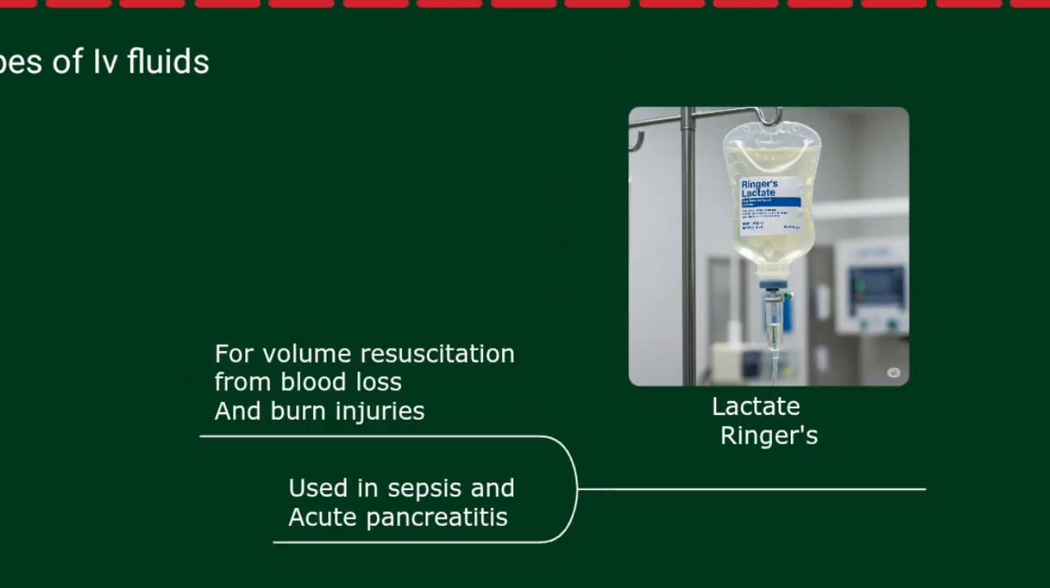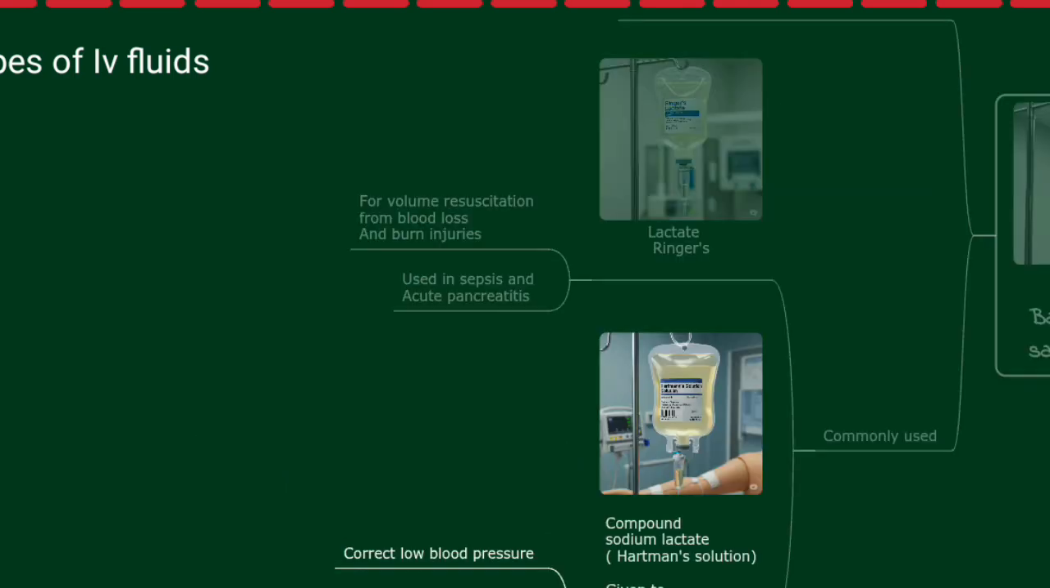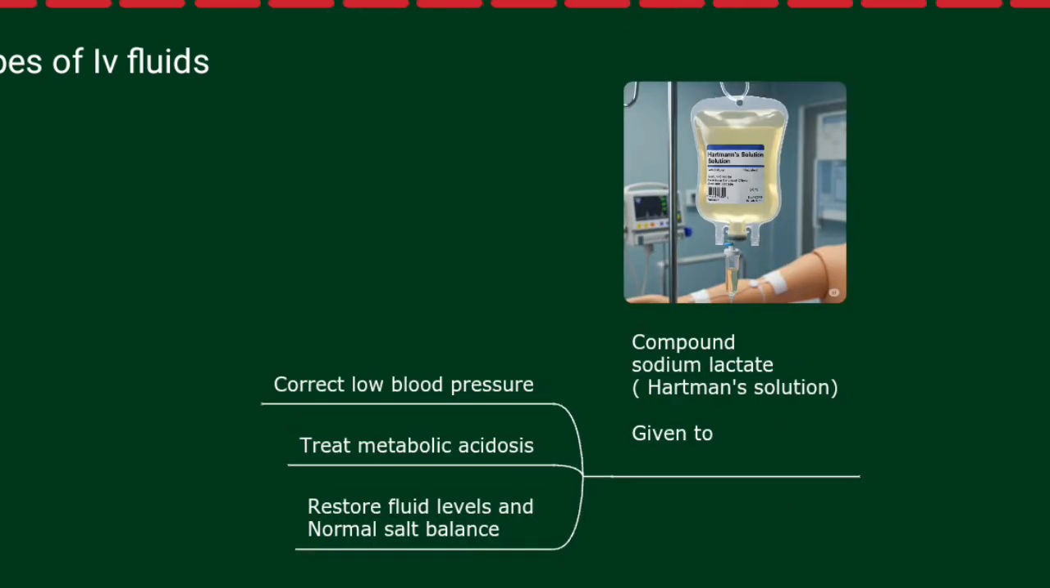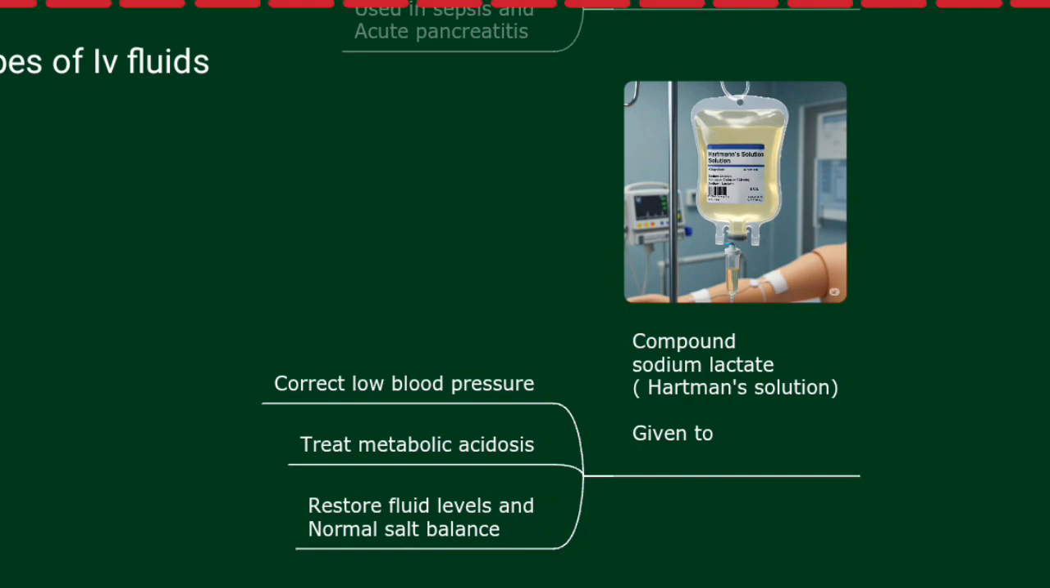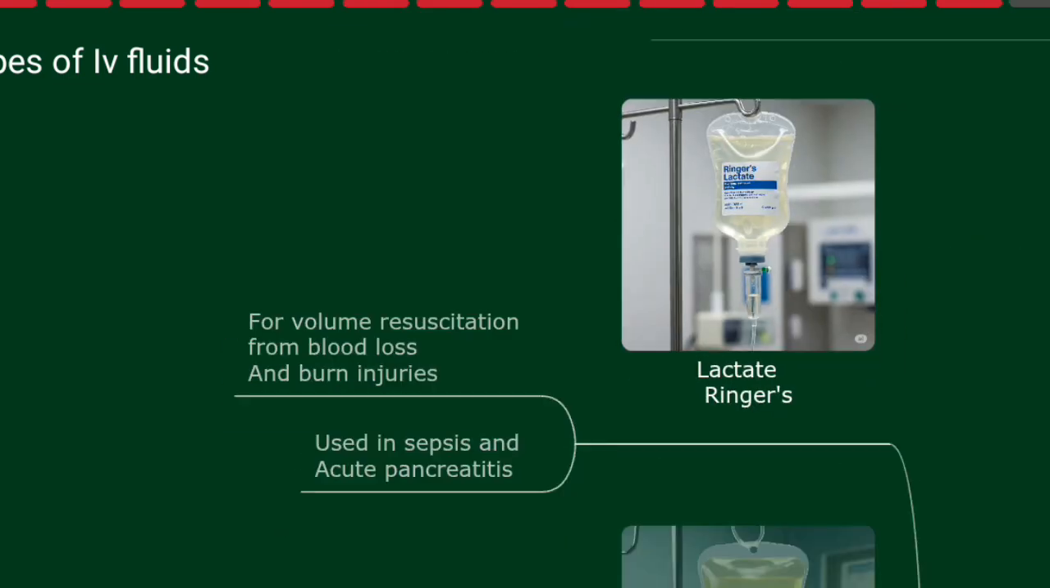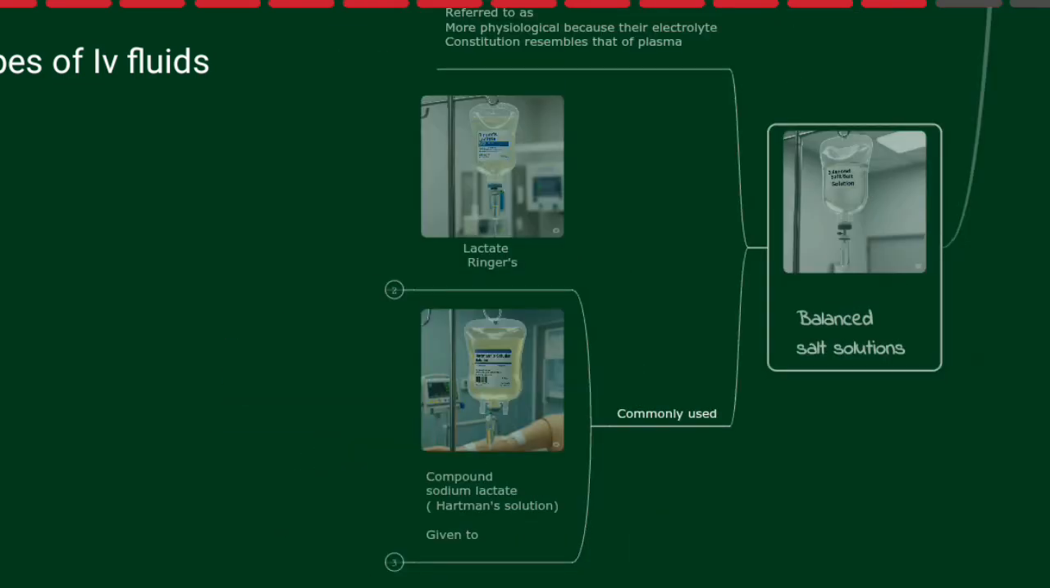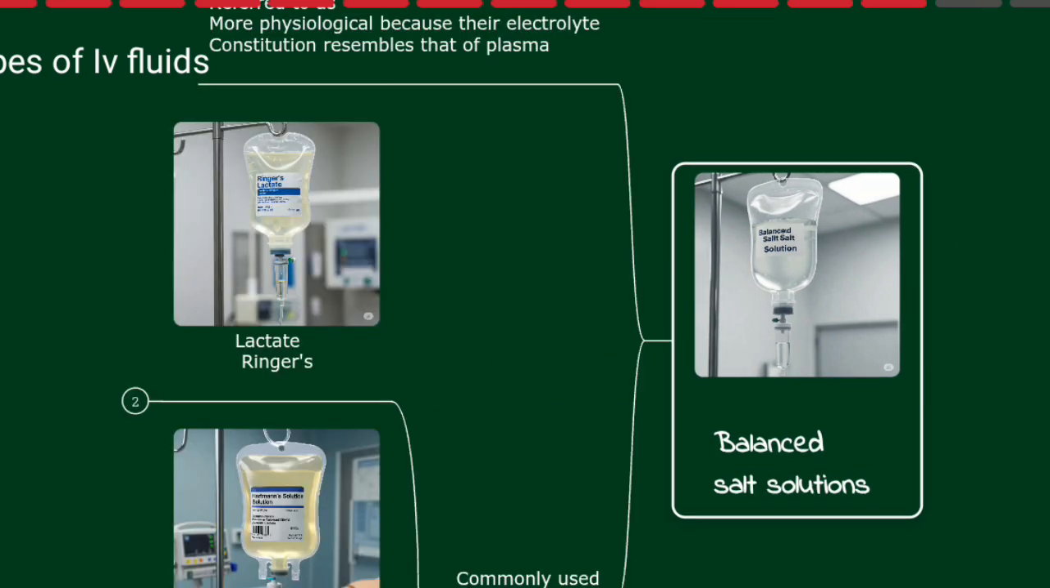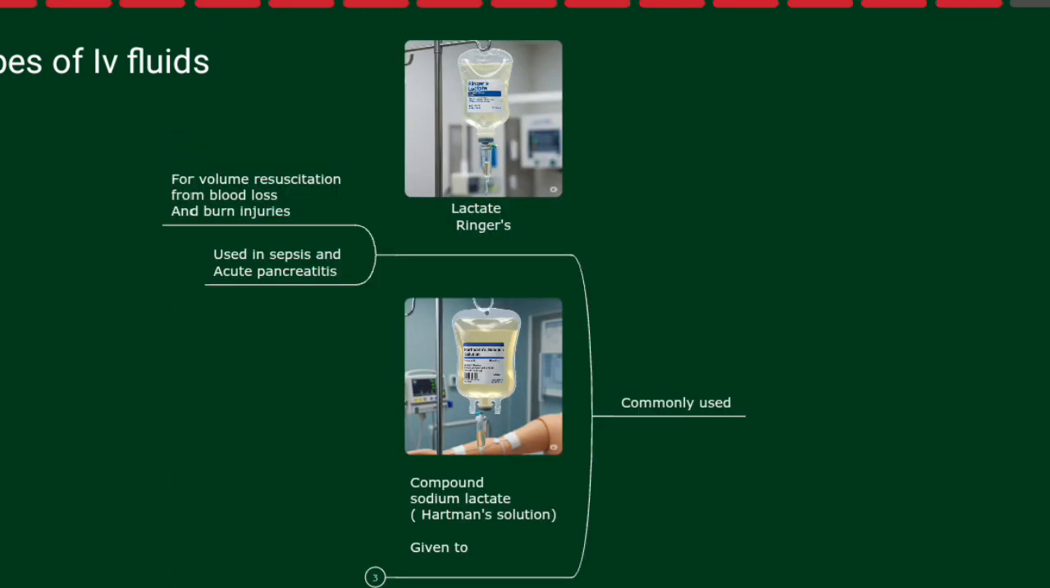So what are these lactated ringers? The lactated ringers are used for volume resuscitation from blood loss and burn injuries, used in sepsis and also to treat acute pancreatitis. So what is the Hartmann solution? The Hartmann solution, also called the compound sodium lactate, is given to correct low blood pressure, to treat metabolic acidosis, to restore fluid levels and normal salt balance. So you can see for yourself that we have really defined the balanced salt solutions. Let's move on to the next without wasting any of our time.